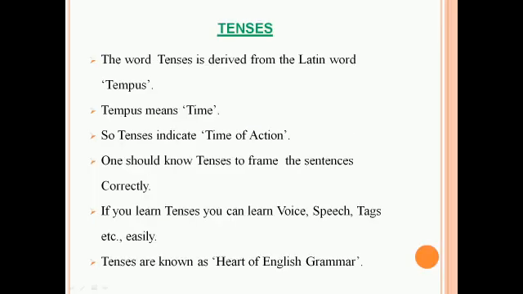Now let us learn tenses. The word tenses is derived from the Latin word tempus. Tempus means time. So tenses indicate time of action. One should know tenses to frame the sentences correctly. If you learn tenses, you can learn voice, speech, tags, etc. easily. Tenses are known as the heart of English grammar.